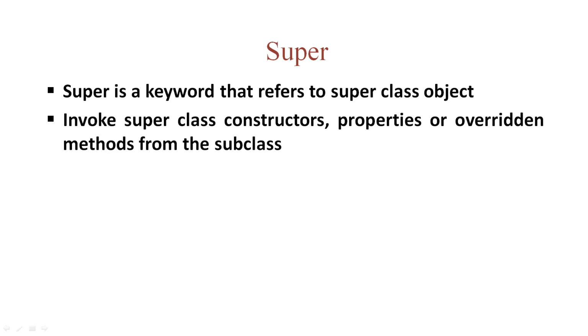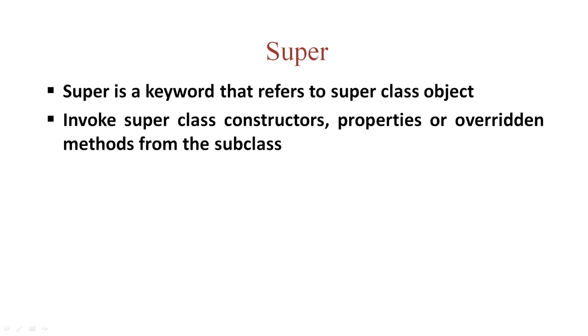Similarly, we have another keyword, this. This refers to the object of the current class, and super is a keyword that refers to the superclass object. Why can we use the super keyword? In which situations can we invoke the superclass?